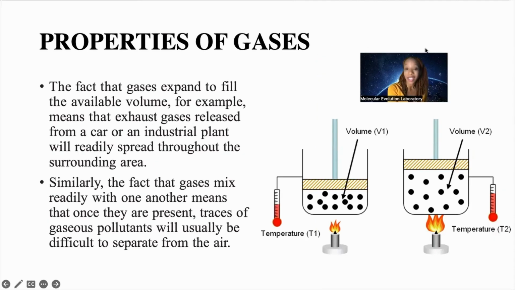Because gases expand to fill the available volume, exhaust gases released from a car or an industrial plant will readily spread throughout the surrounding area. Similarly, because gases mix readily with one another, once they are present, traces of gaseous pollutants will usually be difficult to separate from air.